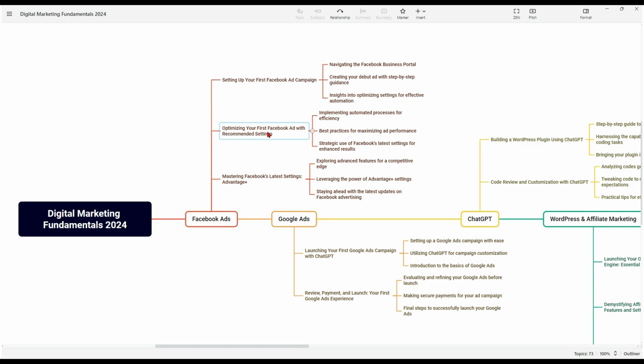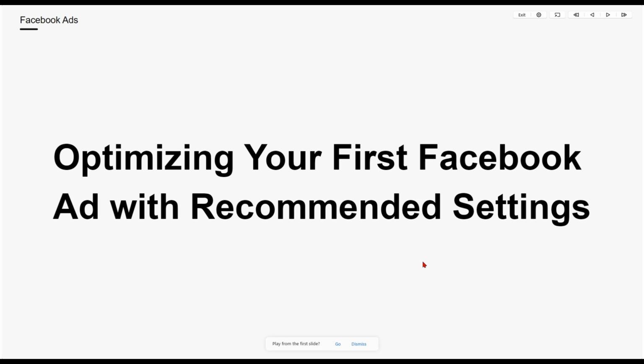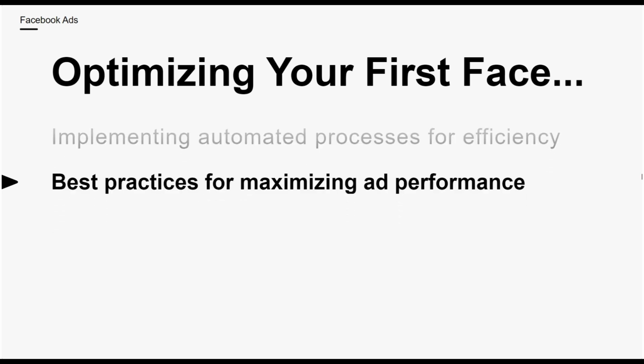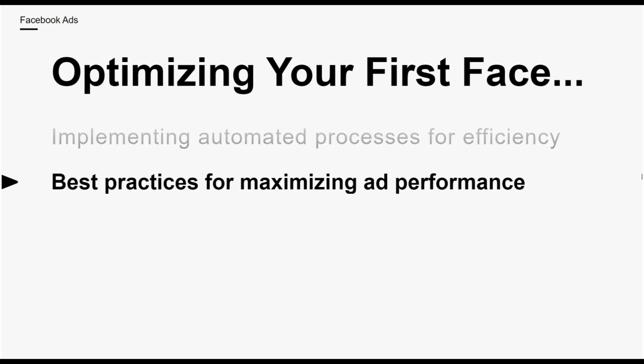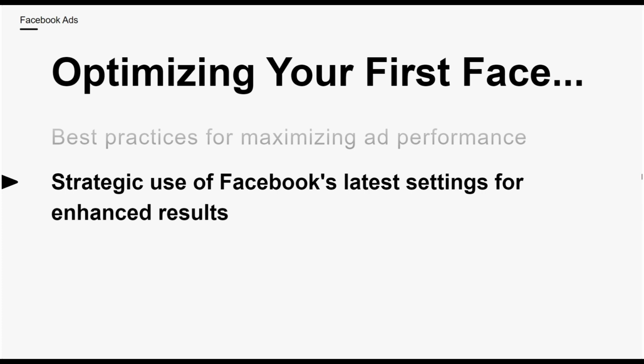Now what we are going to do is look at the next topic: optimizing our first Facebook ad with the recommended settings. All right, so let's move on. In this we are going to understand how to implement an automated process for efficiency. We are going to look at the best practices for maximizing ad performance, and also at the strategic use of Facebook's latest settings for enhanced results. All right, so let's get started.